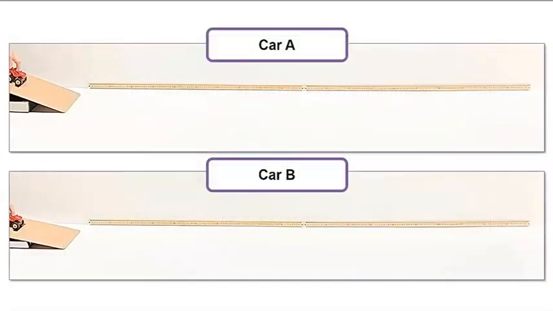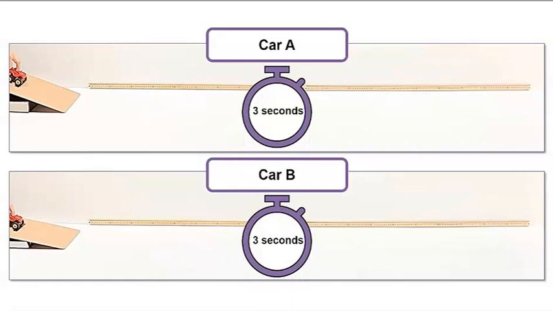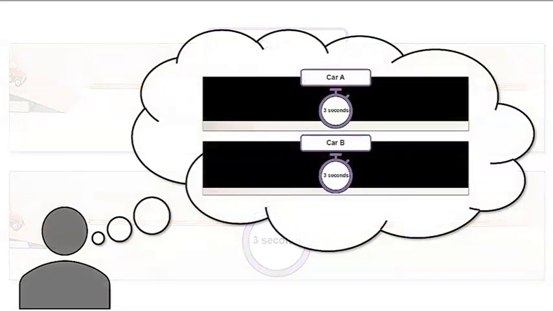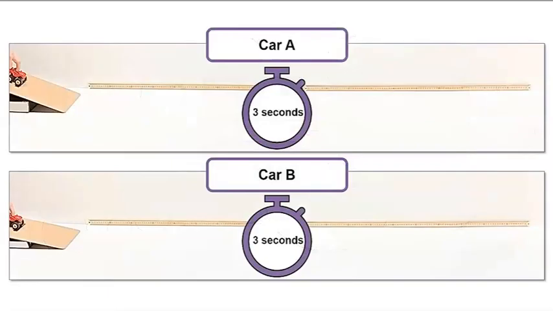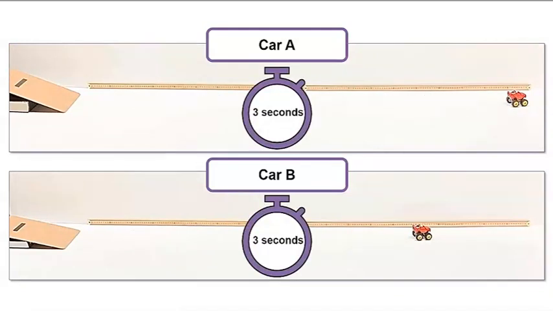Now let's change our investigation. This time, let's see how far each car travels in the same amount of time: 3 seconds. Just like last time, we'll start the stopwatch when the car reaches the floor. Which car do you think will travel further in 3 seconds? Car A or car B? Let's watch. Ready? 3, 2, 1, go. Oh, look. Car A travels 194 centimeters in 3 seconds, while car B travels 155 centimeters in 3 seconds.